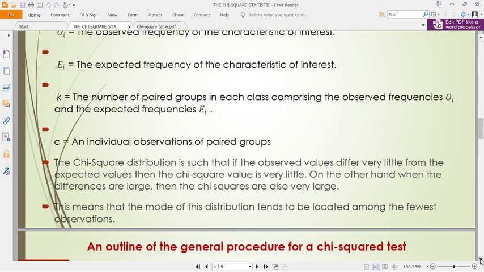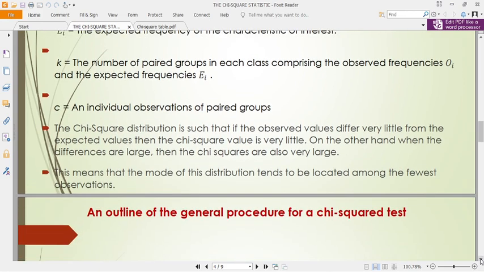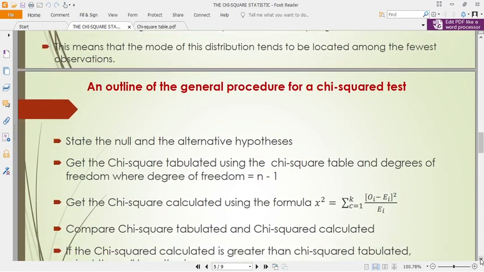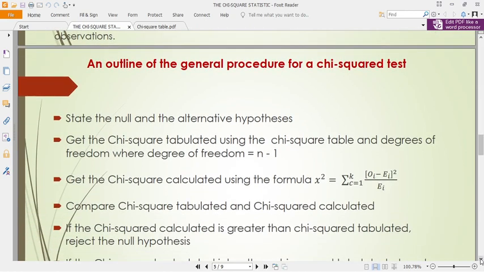So for chi-square values, if the values differ little from the expected values, then the chi-square value is also little. But if the differences are large, then the chi-square will also be large. So this is an outline on how to conduct a chi-square test.